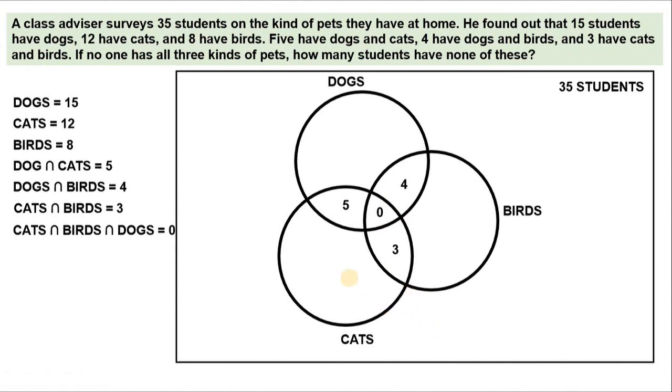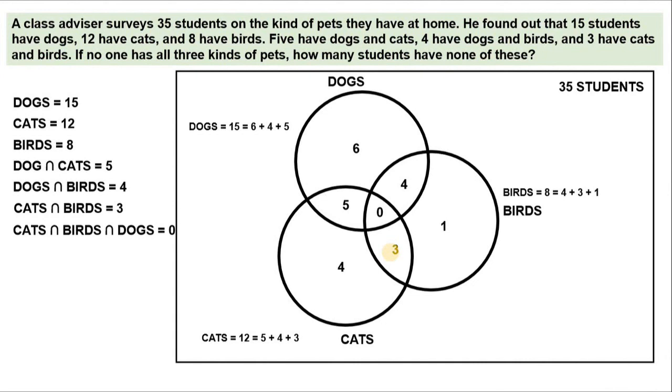Right? And we're going back to the given. So dogs have 15, or 15 students have dogs. So we have 6 here. Why 6? Because we have 15 students have dogs. So we have 6 plus 4, which is 10, plus 5 is 15. So I have 15 here. Okay? For cats, I have 12 here. So I'm going to write here 4. That's 5 plus 3 is 8, plus 4 is 12. And for birds, I have 8. So that's 4 plus 3 is 7. So I have only 1 for birds. Right? So that's how we get 6. We have 4 and 1.